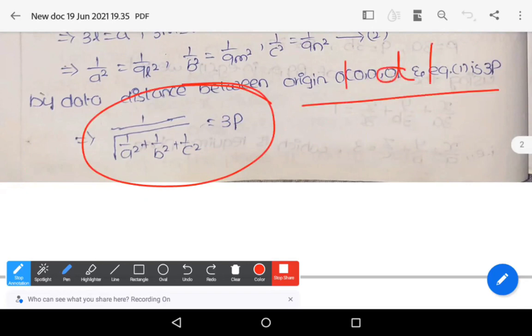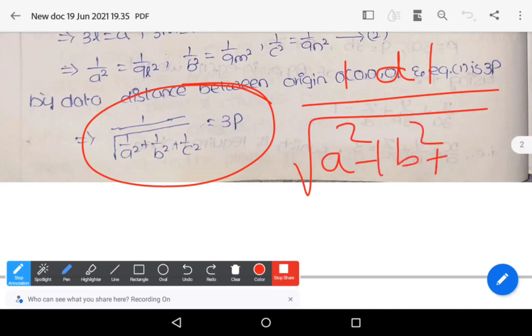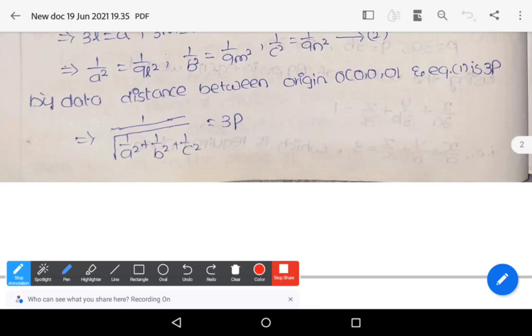Mod d by square root of a square plus b square plus c square is the distance between origin and plane. So here instead of a, b, c we have 1 by a, 1 by b, 1 by c. So 1 by square root of 1 by a square plus 1 by b square plus 1 by c square is equal to 3p. I repeat this step, please observe that.